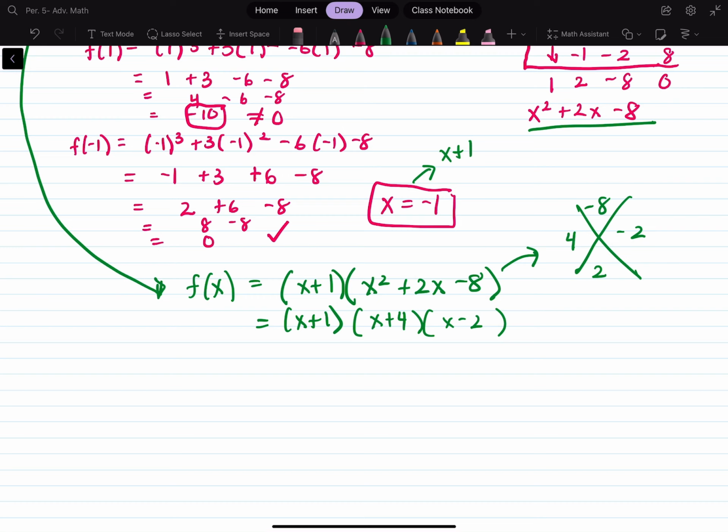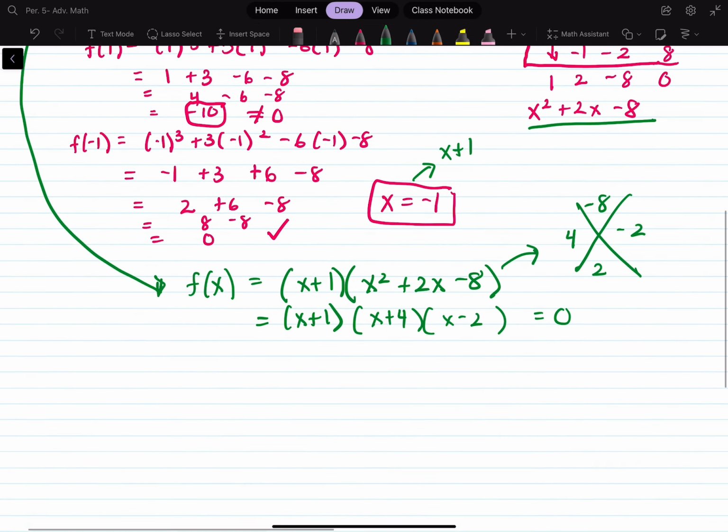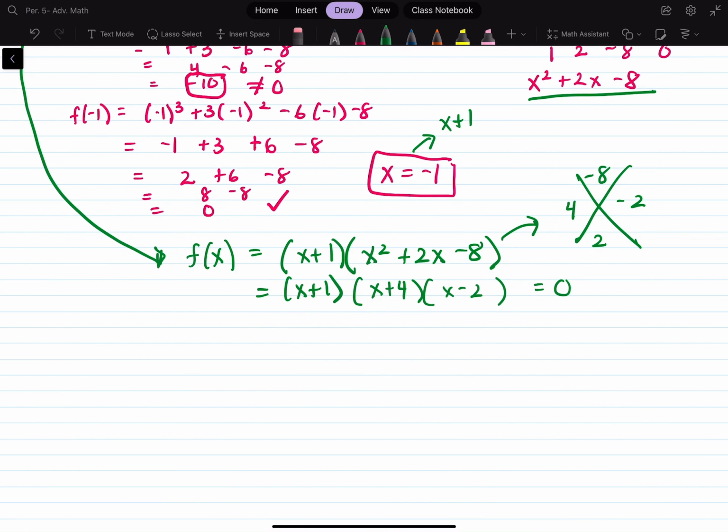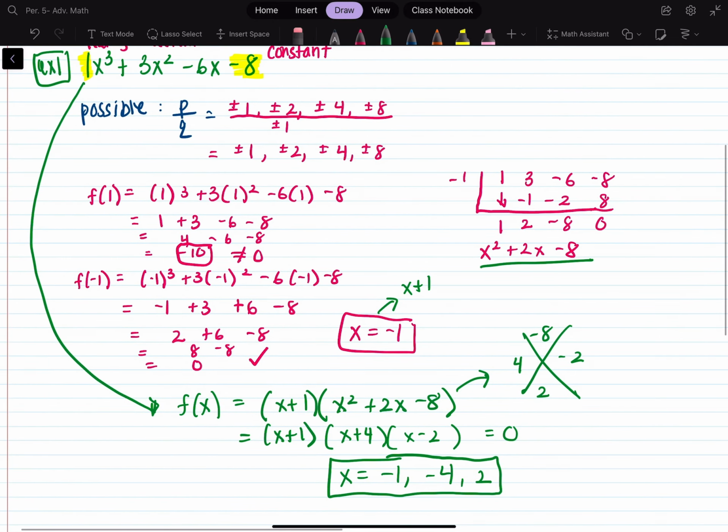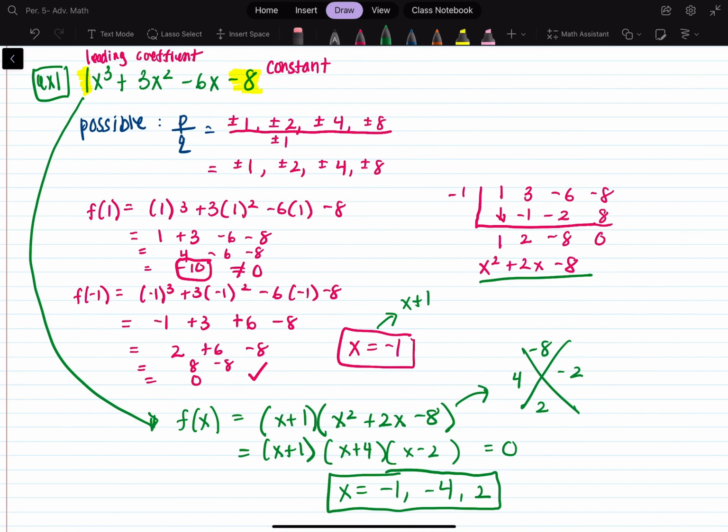You want to set these equal to 0 to solve them, because we're actually solving for the zeros here. So what are my three values of x here? Well, x could be equal to negative 1, negative 4, or positive 2. And these are my zeros of the polynomial.